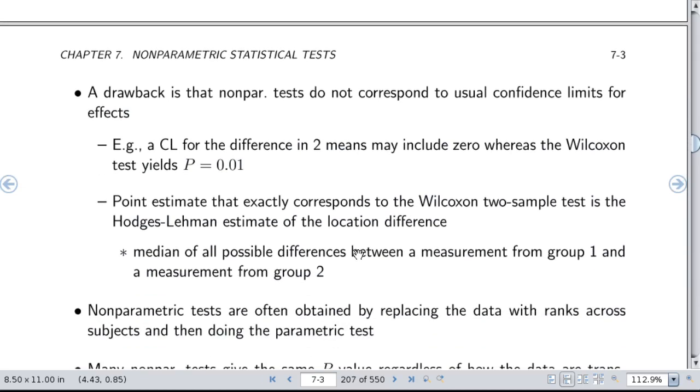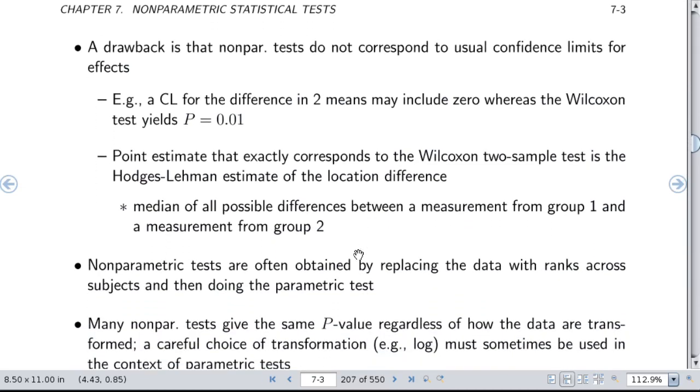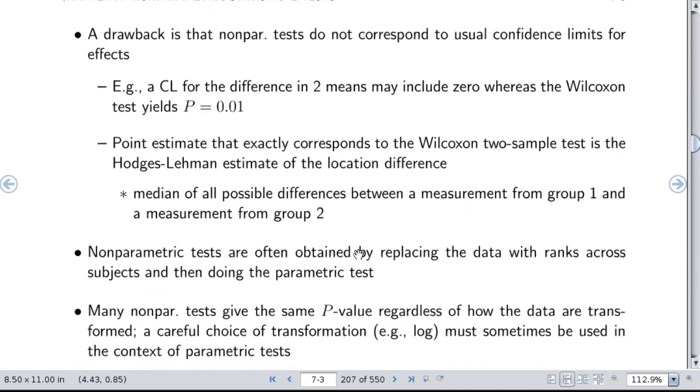Now, one drawback of nonparametric tests is they don't correspond to the usual confidence limits for effects, and sometimes the confidence intervals are harder to calculate, but that's where software comes to the rescue. So, for example, you might get a confidence limit for the difference in two means, and that interval might include zero, whereas the Wilcoxon test would reject the null hypothesis with a p-value of 0.01.